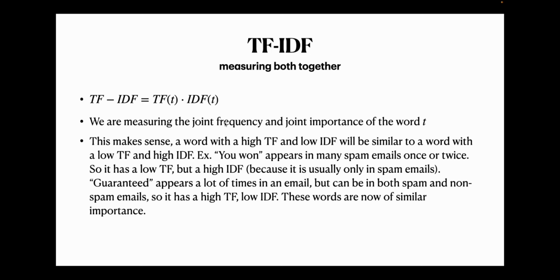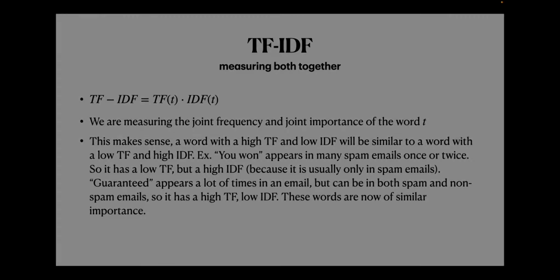We call it a joint frequency or joint importance of the word, similar to joint probability when you're simultaneously considering two probabilities. So that's why we use multiplication.